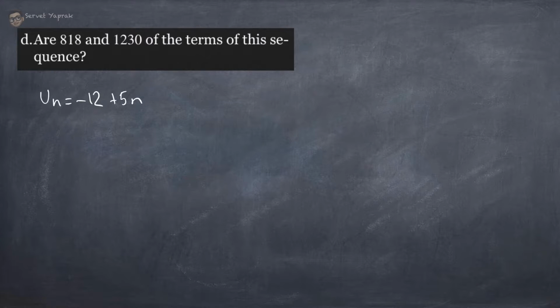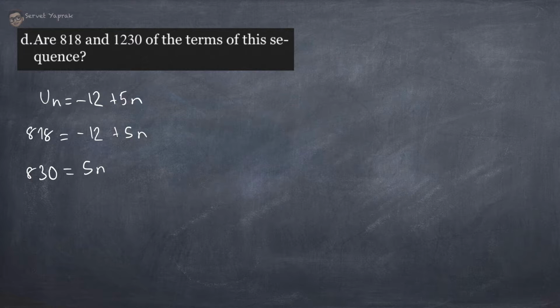Part D. Are 818 and 1230 terms of the sequence? To find it out, we need to use our general term formula and check whether there is a value of n that gives us 818. So if we substitute 818 for un and isolate n, 830 equals 5n, and we find n equals 166. So yes, this number is actually part of the sequence and it is the 166th term.